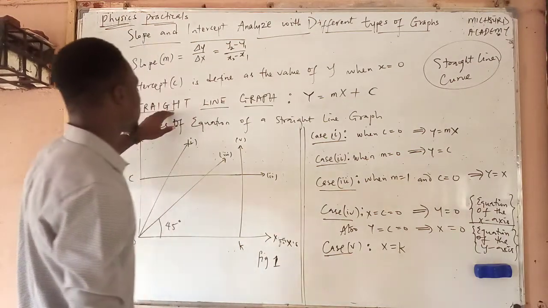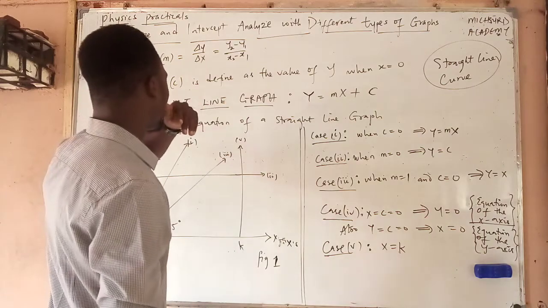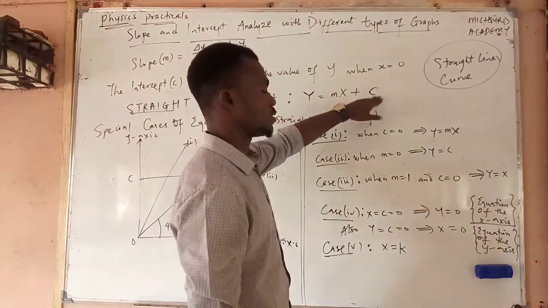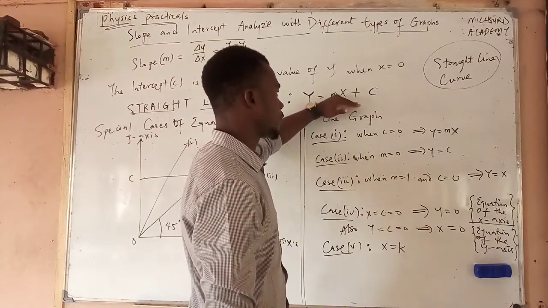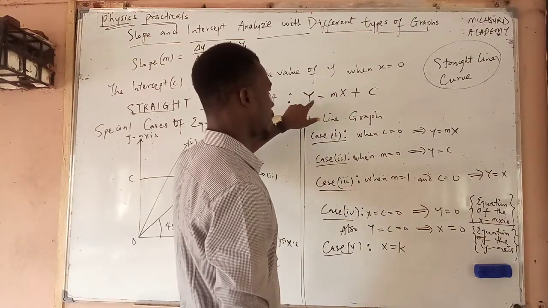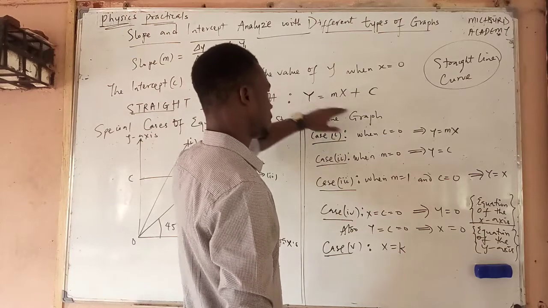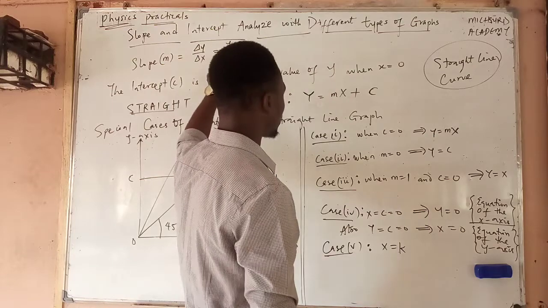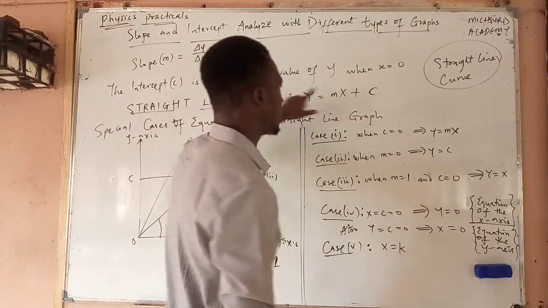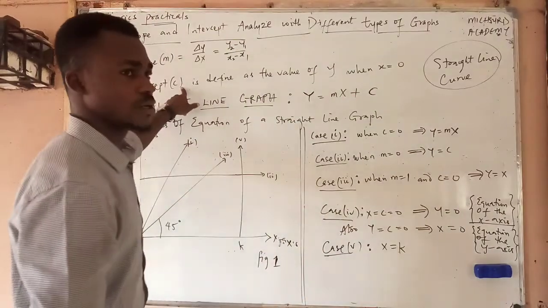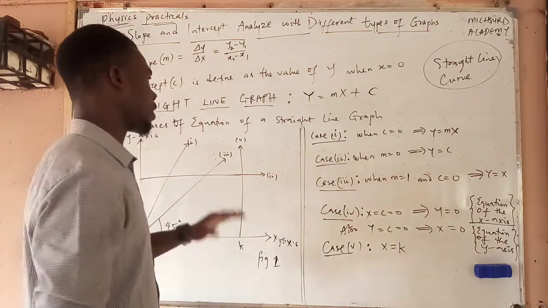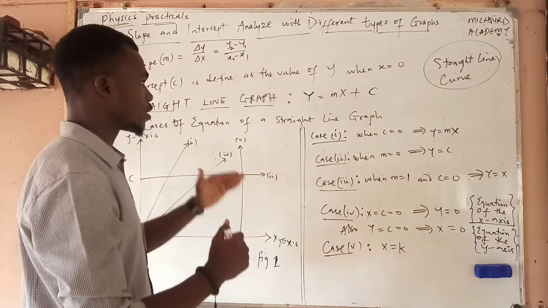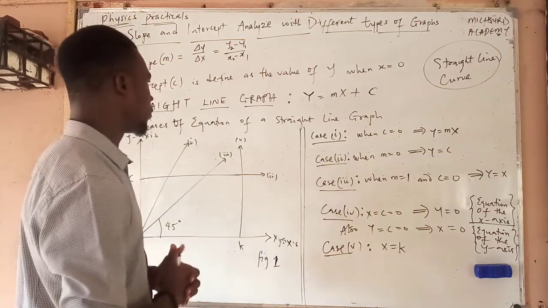Now for the straight line graph, we have the formula y is equal to mx plus c. That is the equation for the straight line graph, where y is the y-axis and x is the x-axis. m is the slope, then c is the intercept. We'll be using that equation to analyze different forms of straight line graph, how they will look and the conditions that are imposed on them.